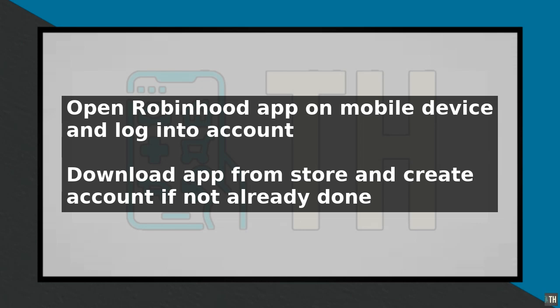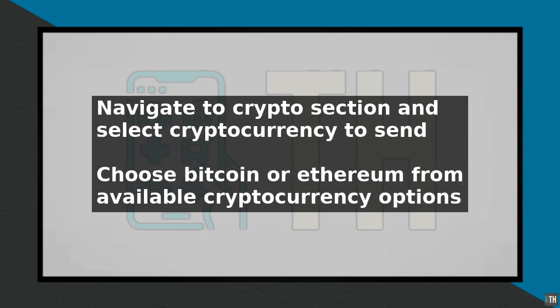From there, select the cryptocurrency you want to send, such as Bitcoin or Ethereum. Next, tap the Send button, which is usually represented by a paper airplane icon. You will then be prompted to enter the recipient's wallet address. Make sure to enter the address correctly, as cryptocurrency transactions are irreversible. You can enter the address manually or scan the recipient's QR code if they have one.